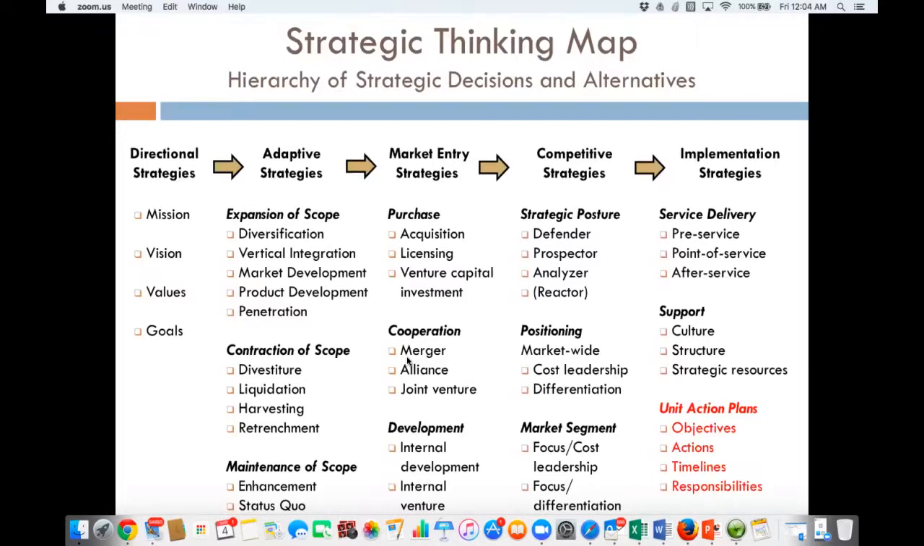In terms of the flow of your strategic planning hierarchy, or strategic thinking hierarchy, you start off with the directional strategies, which involve your mission, vision, values, and goals. And then you move into your adaptive strategies, then your market strategies and competitive strategies, and your final one will be implementation strategies. So we are on the final leg, the implementation strategies, which is the unit action plans, involving your objectives, your actions, as well as your timelines and responsibilities.